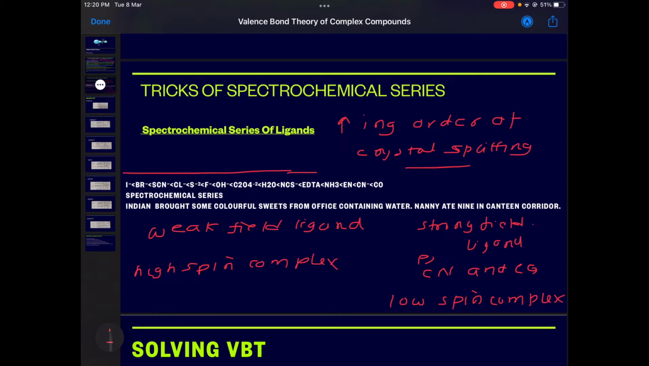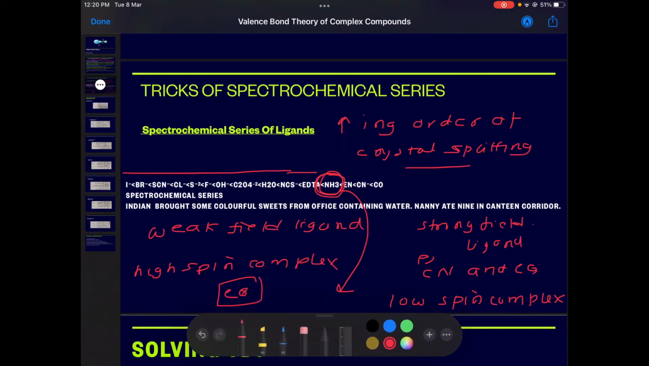Remember one thing: ammonia is a very important ligand here. It will act as a weak field ligand all the time, except in the case of cobalt, where it will act as a strong ligand. Only in cobalt will it act as a strong ligand. Apart from that, ammonia will act as a weak ligand all the time.